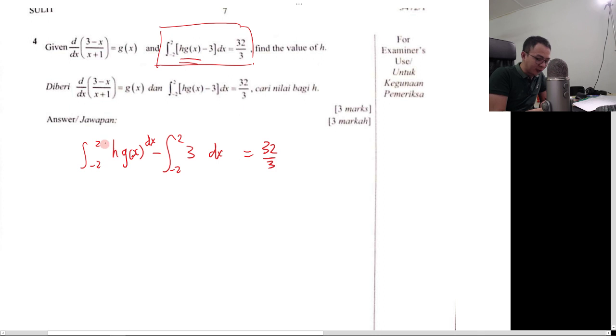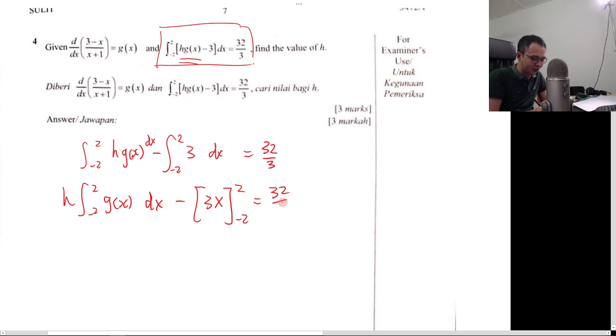Alright, so integration law tells me that I can take the constant value come out, right? So I can take the h come out here. So I will get something like this. And then I can easily integrate 3, right? So I will get 3x here, from negative 2 to 2 equals to 32 over 3.